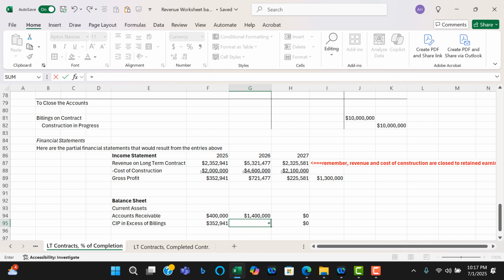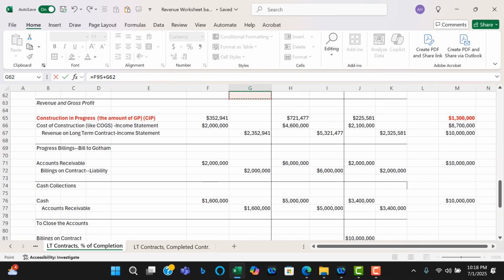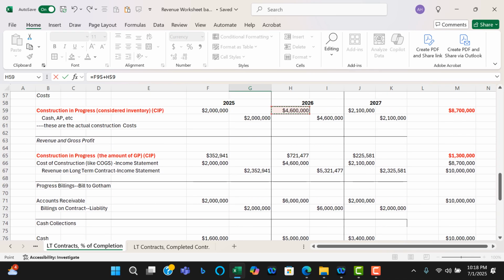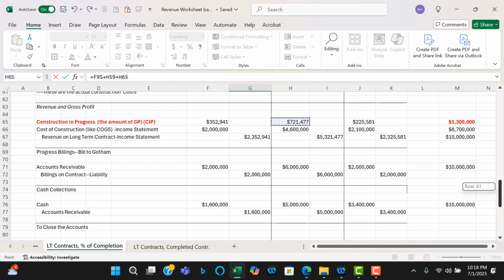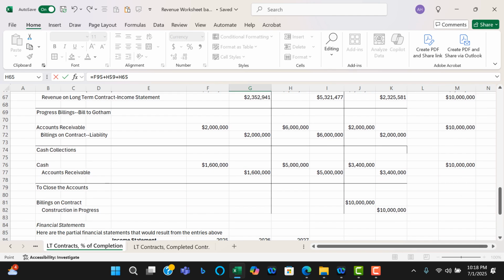Okay, then we come over here, and at the end of the second year, we're going to have a construction in progress account of the beginning. It's like we have that excess right there, plus the construction in progress debits that we have of 4.6, plus that number right there, which is your gross profit. And then we're going to take out the billings of $5 million right there. By the way, that should be a minus. Let's see if we get the right number there.